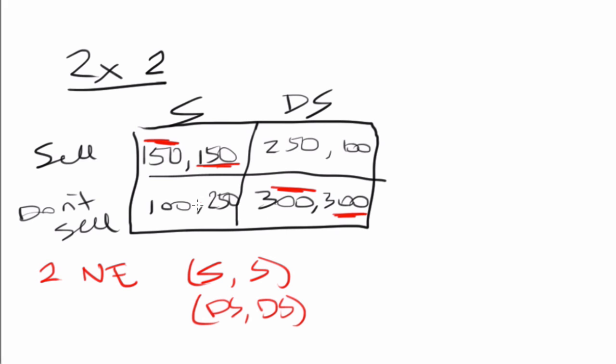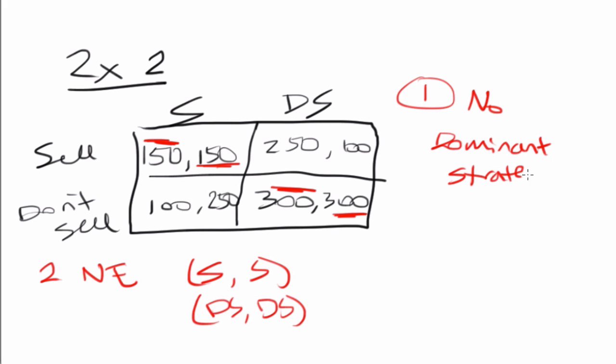In this situation, we see that player 1 does not have a dominant strategy. The reason is that if player 2 were to sell, then player 1 should sell as well. However, if player 2 were to not sell, player 1's best action would be to not sell. Therefore, there is no dominant strategy in which they will always play either sell or don't sell, because their action relies on player 2.